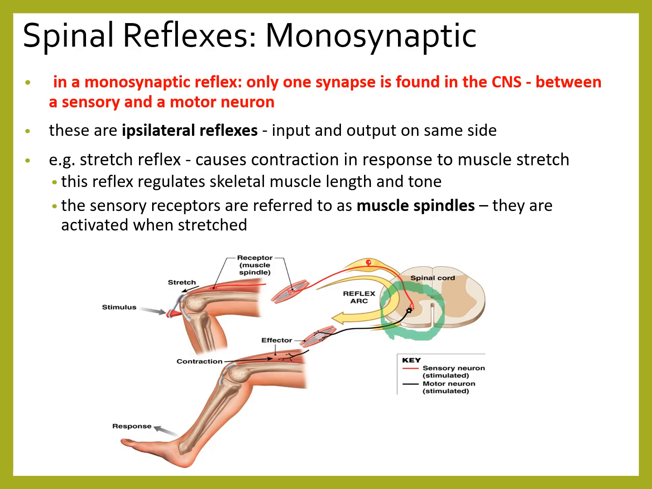The sensory receptors involved in a monosynaptic spinal reflex, such as a stretch reflex, are called muscle spindles. They will be activated when that muscle is stretched, and that sensory information is going to come in and then go back out as a motor command, leading to muscle contraction. We're actually going to come back to this. We're going to talk about proprioception and muscle spindles in a couple lectures from now.